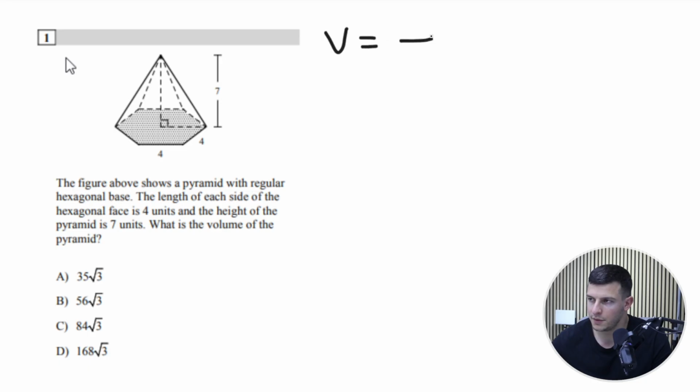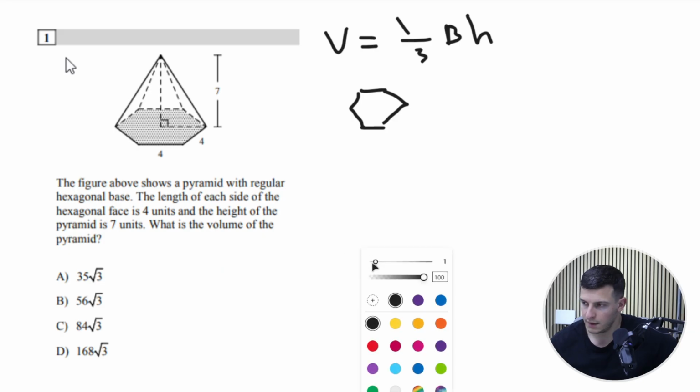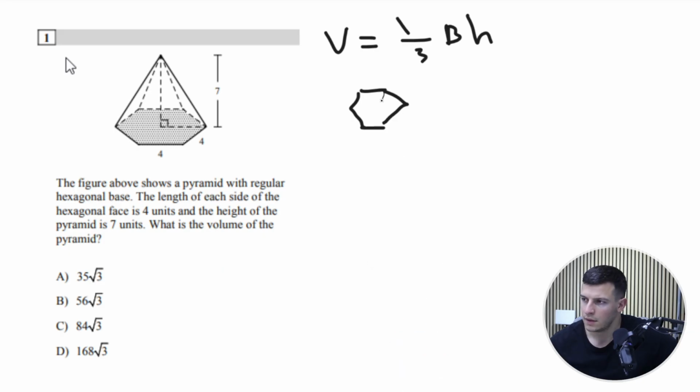So the volume of the pyramid is 1 over 3 area of the base times height. But we don't know what the area of the base is. But here's a fun fact. I'd like to explain it this way. So a regular hexagon, when all sides are equal, consists of, let me make it. So imagine this, this, and this. So it consists of 6 equilateral triangles.